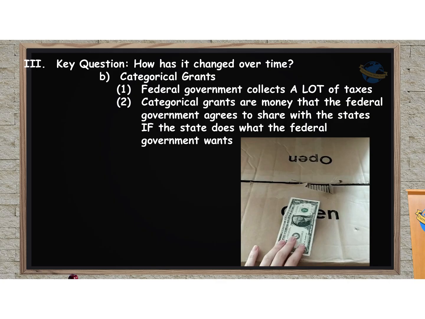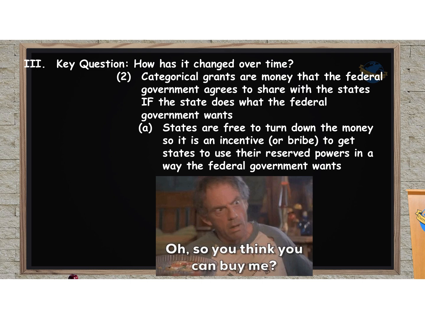So categorical grants are money the federal government gives to the states in exchange for the states doing what the federal government wants. It's essentially a bribe for the states to get them to use their reserve powers in a way the federal government would like them to use them. Now, states are free to turn this money down, so it's an incentive or bribe to get them to use their reserve powers. That way, it's not really a violation of federalism because the federal government's saying, look, you don't have to do it this way, but if you do it this way, we're going to throw some money your way so that you can lower your state taxes.